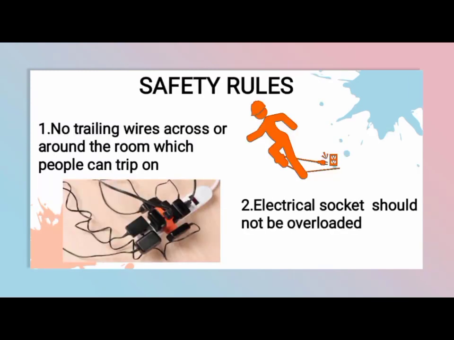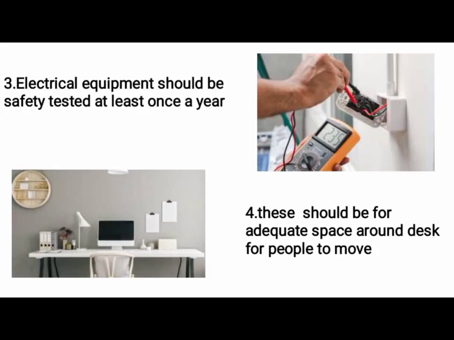These are safety rules. Number 1, no trailing wires across or around the room which people can trip on. Number 2, electrical sockets should not be overloaded. When an outlet is overloaded, the circuit breaker trips, cutting the electrical flow to the whole circuit. In the absence of the circuit breaker, the circuit wiring will overheat, making the wire insulation melt, which can cause a fire. Number 3, electrical equipment should be safety tested at least once a year.